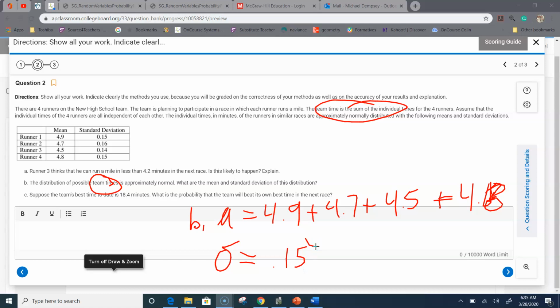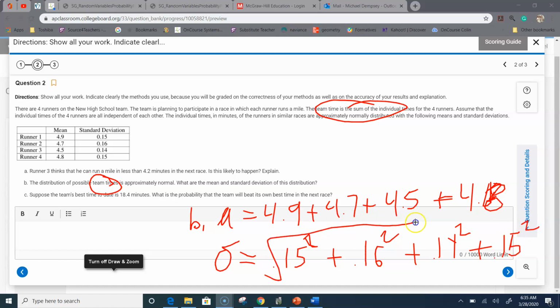So I take 0.15 squared. That's a variance. I take 0.16 squared. That's a variance. I take 0.14 squared. That's a variance. And then I take 0.15 squared. That's a variance. I don't want the variance. I want standard deviation. So take the square root of that. Standard deviation is the square root of your variance. Okay, so that's part C.